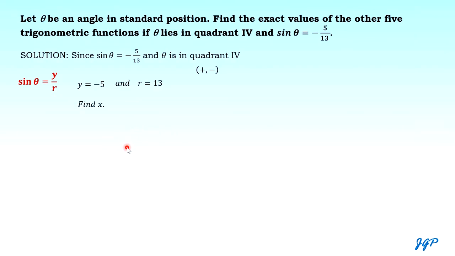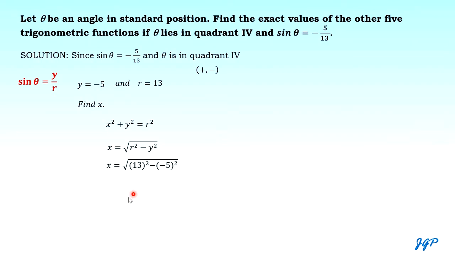And to find that, we will be using the Pythagorean equation. So that is x squared plus y squared is equal to r squared. Since we're looking for this x, we need to derive a formula of x from this one to solve the value of this x. So we have now x is equal to square root of r squared minus y squared. So let's replace r and y. So we have now equal square root of, we replace r by 13, that's why we have 13 squared minus, we replace y by negative 5, so we have negative 5 squared.